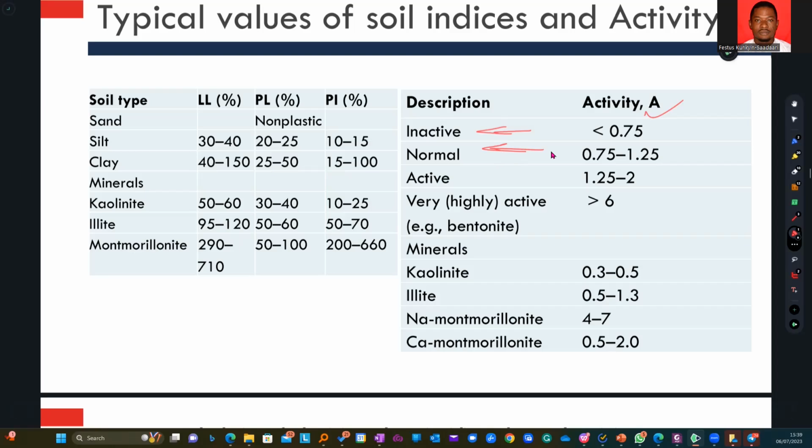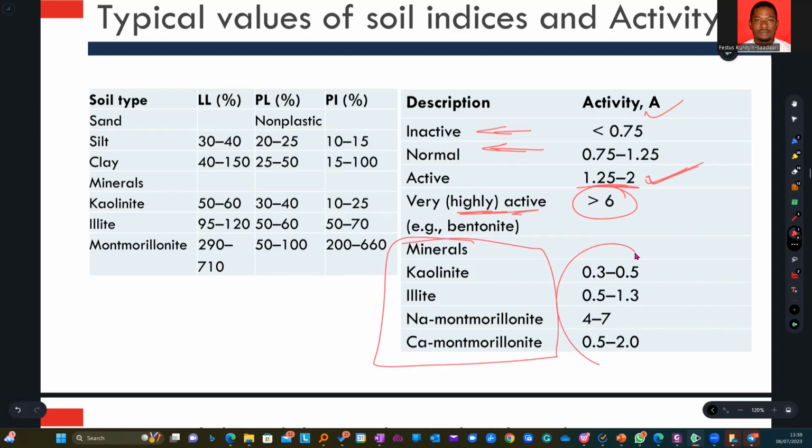Here, the reaction will be just the same as any given soil sample, as you might know. Then it begins to exhibit its behavior properly when you have these values. Very highly active is when you have this value greater than 6. And we have other clay minerals, or minerals generally, which have got these values that one will have to take note of.